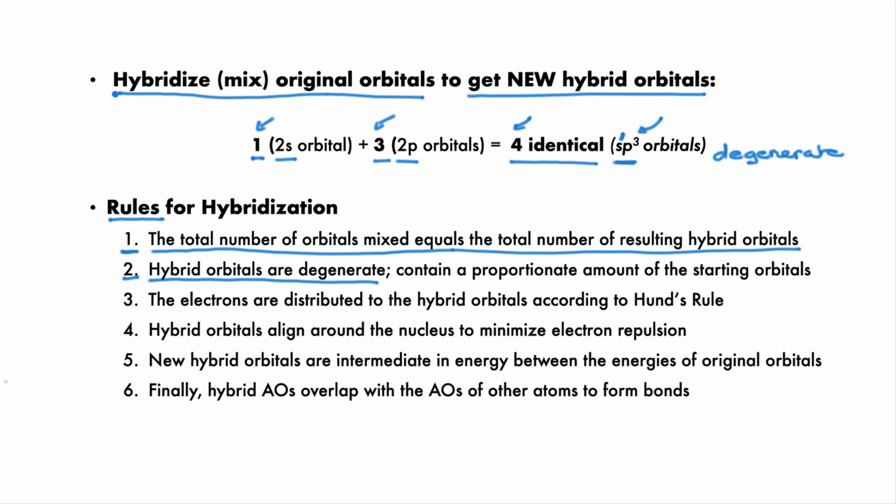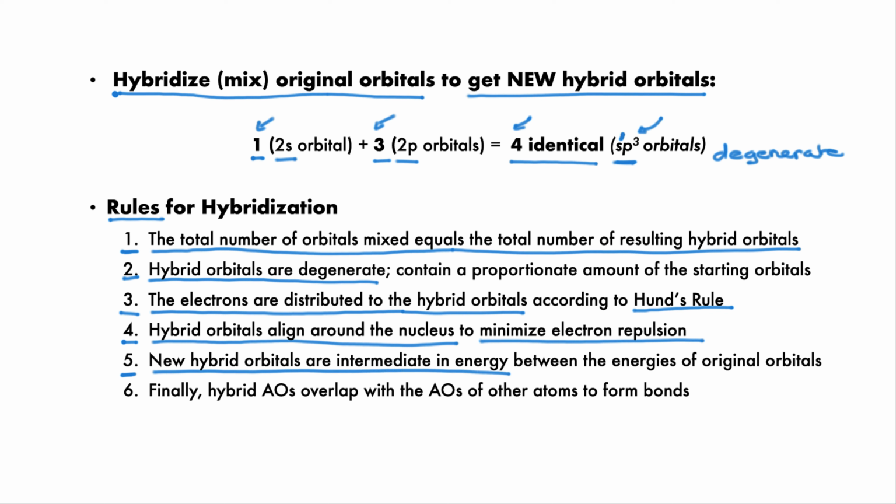Once the hybrid orbitals are formed, the electrons are distributed to them using Hund's rule, which means you fill each degenerate orbital with one electron before you start pairing them. Rule 4 says that hybrid orbitals arrange around the carbon to minimize electron repulsion. Rule 5 is that the new hybrid orbitals are intermediate in energy between the original atomic orbitals. Finally, you overlap the hybrid atomic orbitals with the atomic orbitals of other atoms to form bonds.